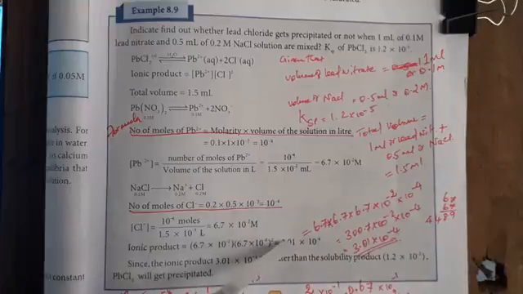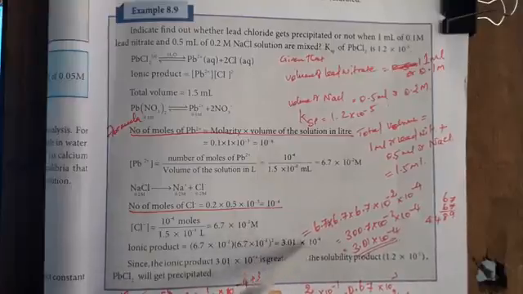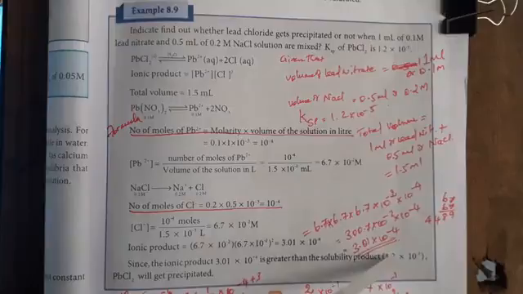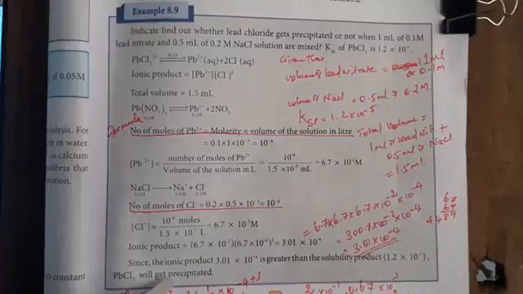This is the answer. So the ionic product 3.01 × 10^-4 is greater than the solubility product 1.2 × 10^-5. So lead chloride is precipitated. This is the solution for this problem.